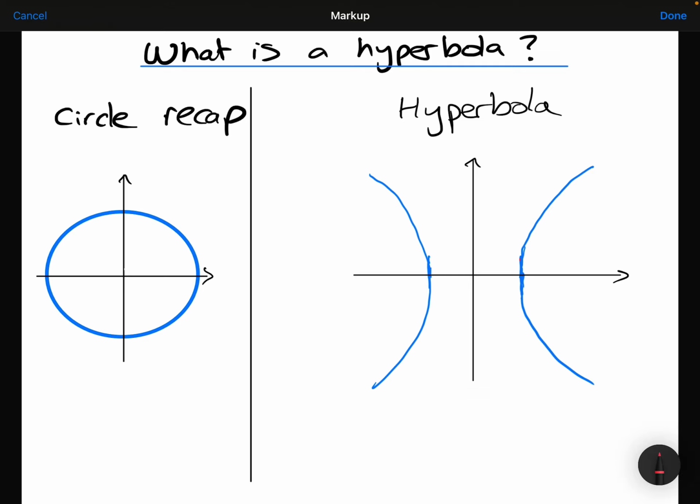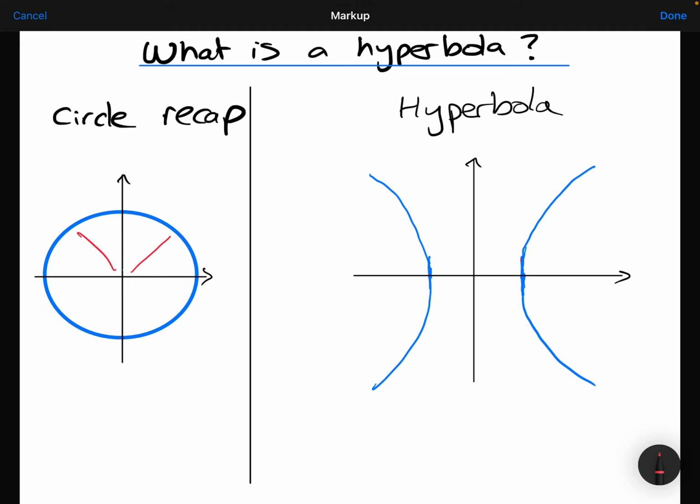So just very quickly, the recap of a circle is obviously all of the points that have the same distance away from the origin. Every point on this circle is the same distance away from the origin, away from the centre. And if we're talking about the unit circle on the origin, then the equation of this is x squared plus y squared equals 1.